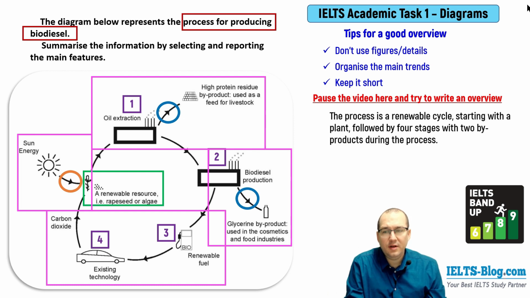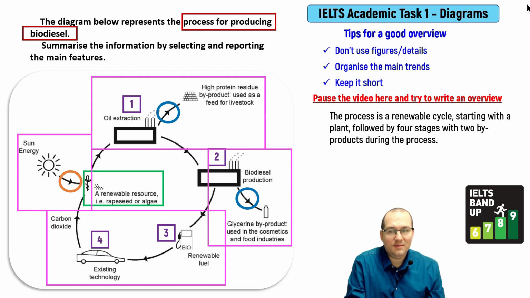Here's mine. The process is a renewable cycle, starting with a plant, followed by 4 stages with 2 byproducts during the process. That's it, okay? So that's it for the overview, because then I'm just going to talk about the 4 stages and the 2 byproducts. And it really is that simple, okay? Once you know that you have 4 stages, then you think, okay, well, I need to write about 4 stages. So let's move on to that.